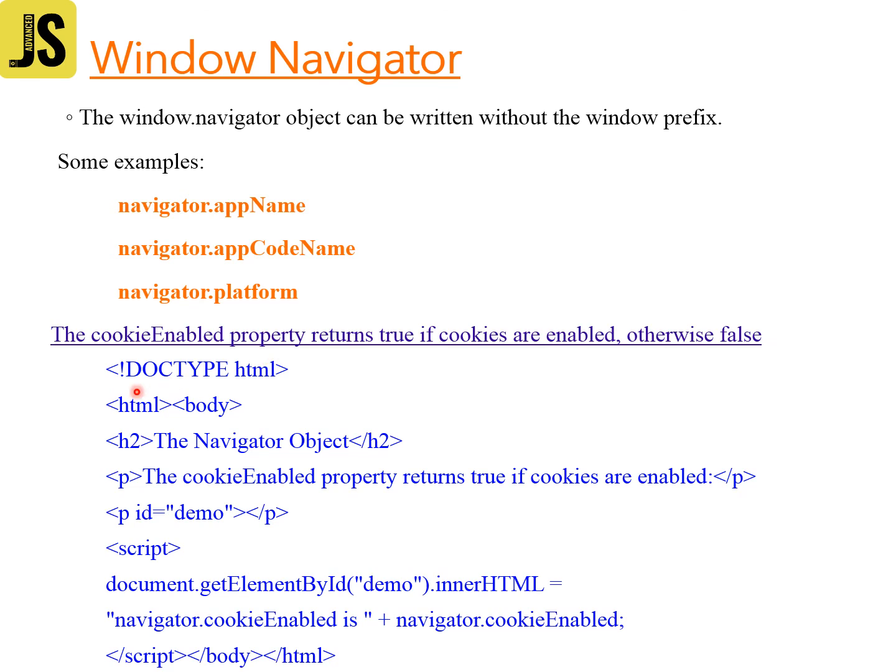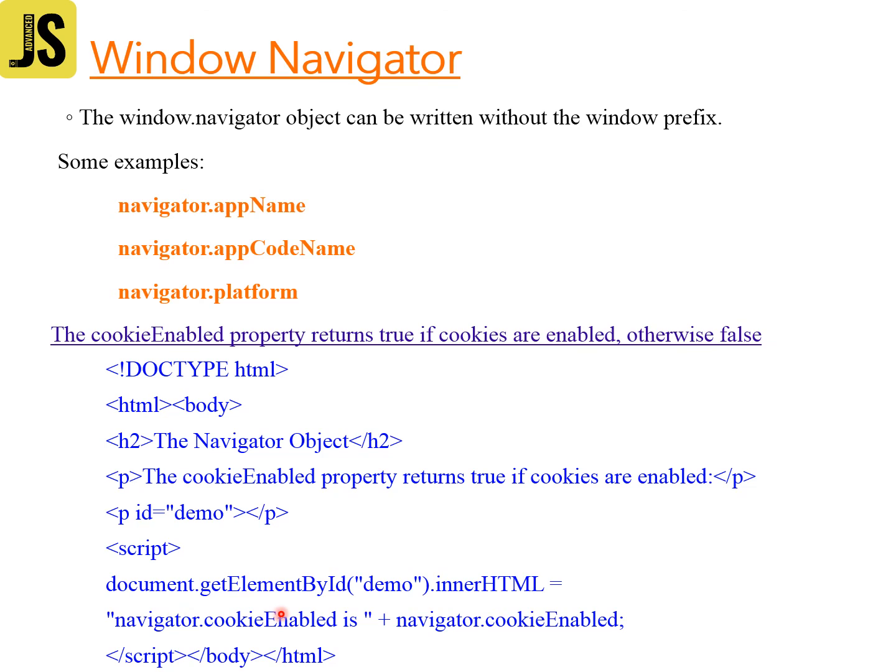So here we have an example. Inside the example, the body contains a header called navigator object. Then a paragraph is there which contains text: the cookieEnabled property returns true if cookies are enabled. Then an empty paragraph is there with id demo. Then after that a script is there.